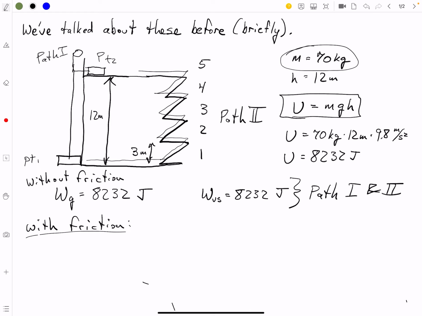Personally, I'd rather lift it up path 1 than path 2. Now, why is that? Because the work required in the real world for path 1 is less than that for path 2.